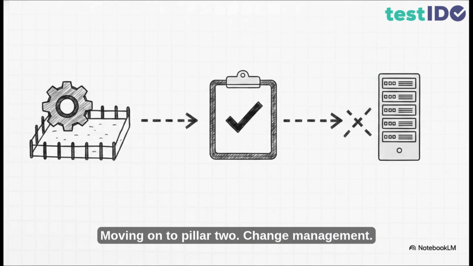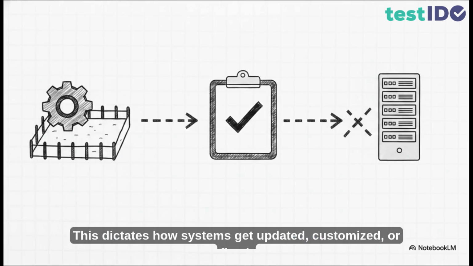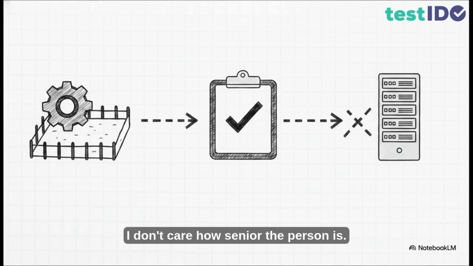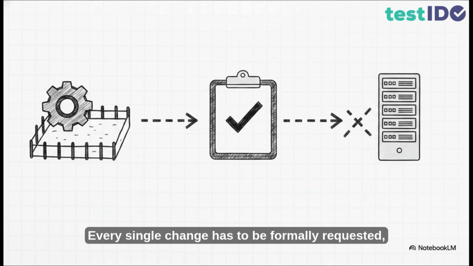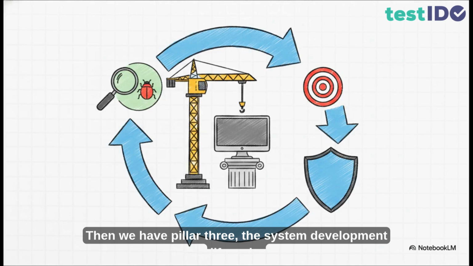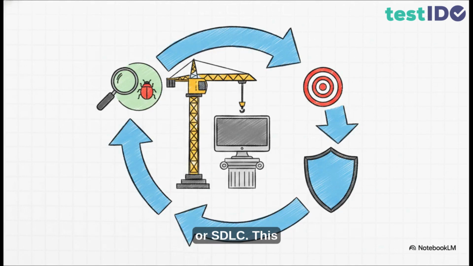Moving on to Pillar 2, change management. This dictates how systems get updated, customized, or fixed. The golden rule here is no direct pushes to live databases. I don't care how senior the person is. Every single change has to be formally requested, tested safely in a sandbox environment, and explicitly approved by management before it goes live. Then we have Pillar 3, the System Development Lifecycle, or SDLC.